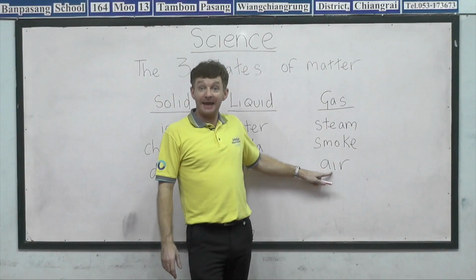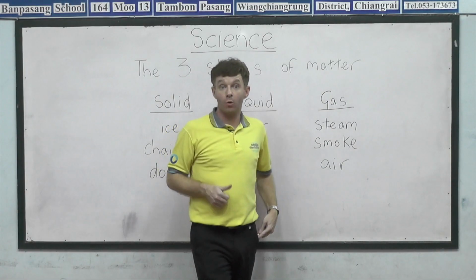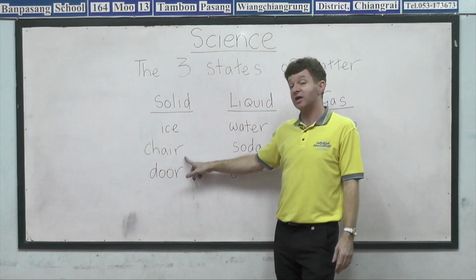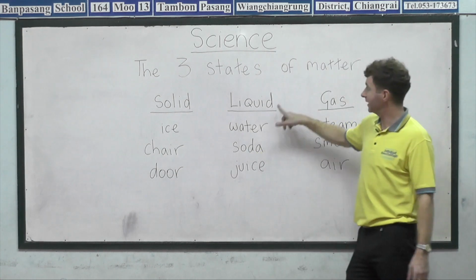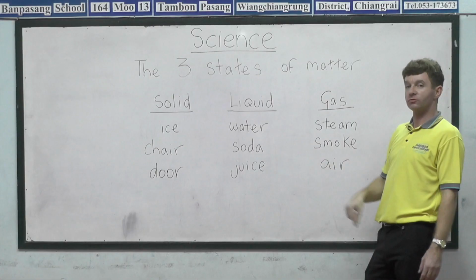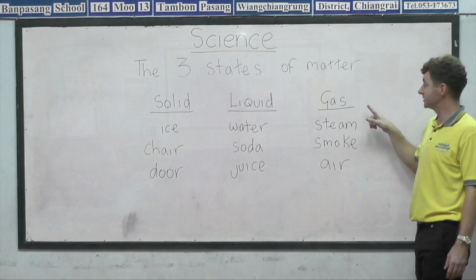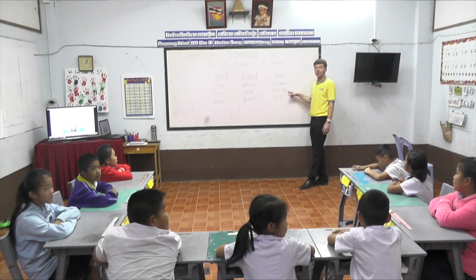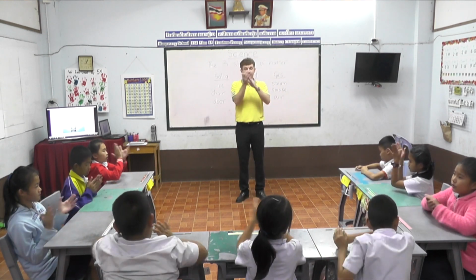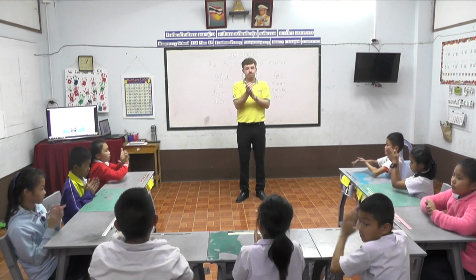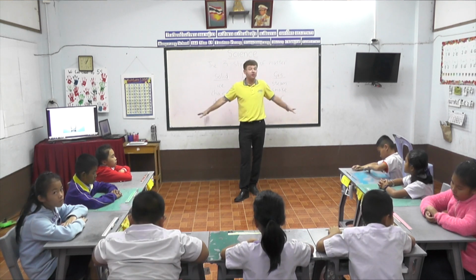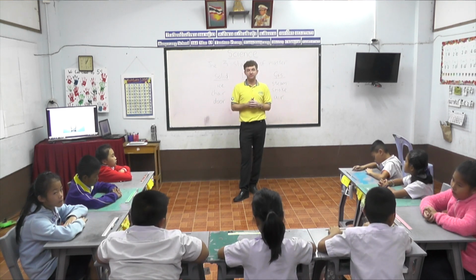What do we do all the time? We need air to breathe. So very important. So final time, guys. Solids. Ice. Chair. Door. Liquid. Water. Soda. Juice. And gas. Steam. Smoke. Air. Perfect, guys. Round of applause. You see, our three states of matter, everything in the world is made up of one of these three states.